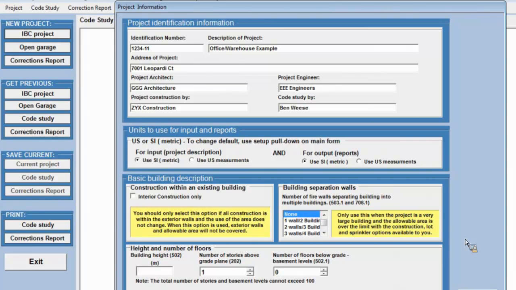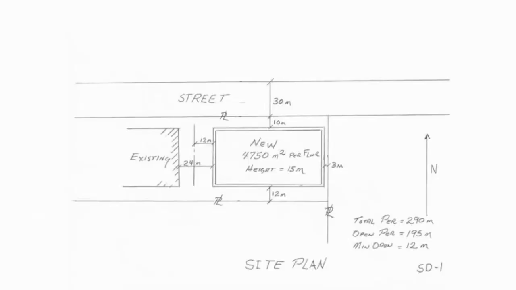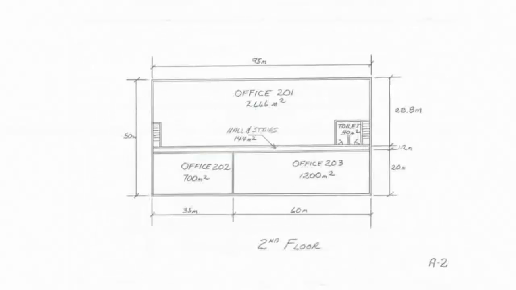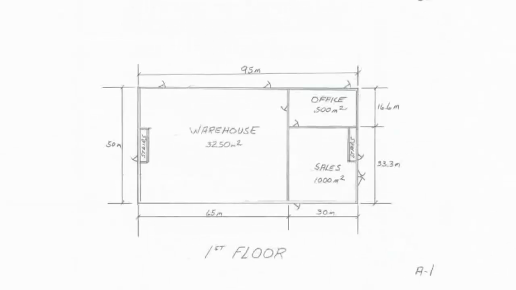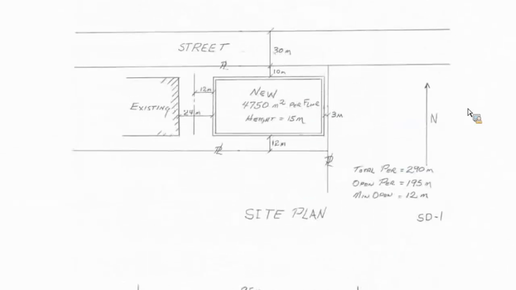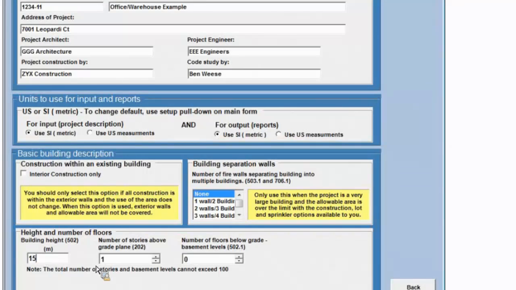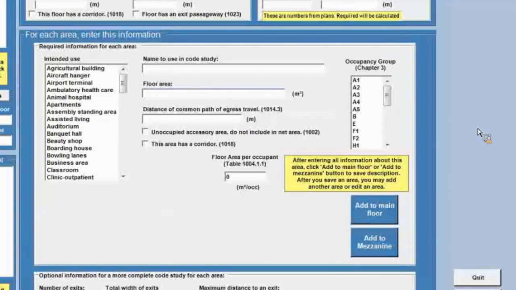We're ready to start actually describing the building at this point. The building we're going to describe is this one from the sketch that I've drawn up here. And we see that it has 4 floors. And we see on the site plan here that it's 15 meters high. So that gives us the information we need to start. So we're going to tell it that it's 15 meters high, and it is 4 stories. We don't have any basements. So we've completed this form, so we're ready to click the continue button.